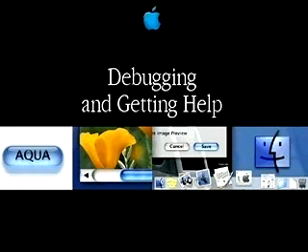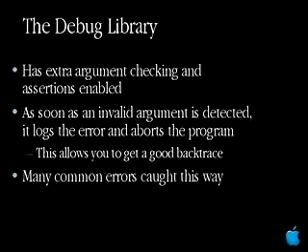Debugging and getting help. I mentioned earlier that there is a debug library available inside of Core Foundation. What the debug library adds is a number of extra assertions, argument checking, that kind of thing. And what happens is as soon as one of those assertions finds an invalid argument, it's going to log an error and abort your program. That's going to make it much easier to isolate the problem, find the change, get a good backtrace. And we found that many of the most common programming errors we see with Core Foundation can be caught this way. So please run against the debug library as you develop Core Foundation code.